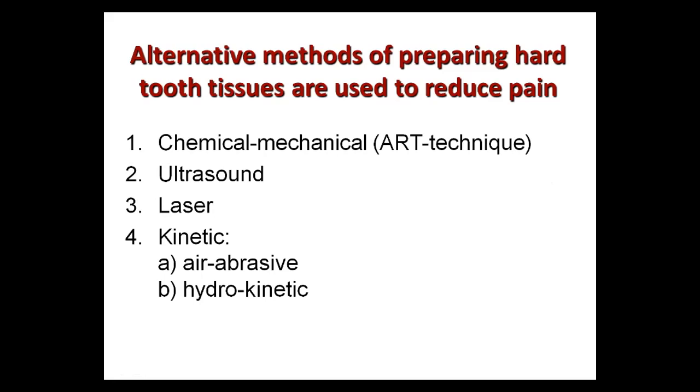Next, about alternative methods of preparation. They are used to reduce pain because traditional preparation with drills is very painful, and sometimes it is impossible to provide anesthesia due to different problems with the body of the person, for example allergic. We have to find another way of preparing hard tissue. So with this aim we use different or alternative methods.